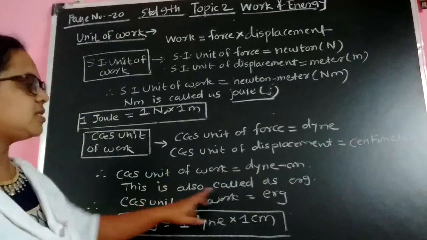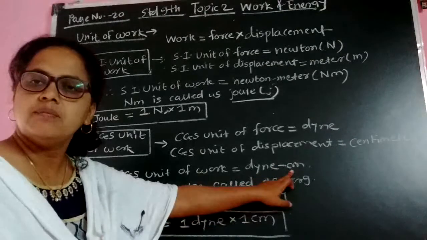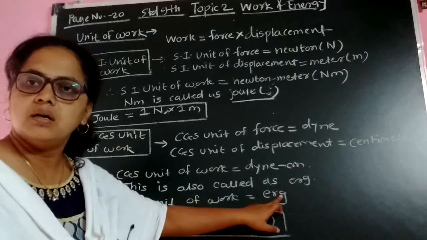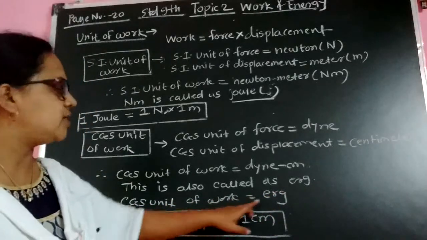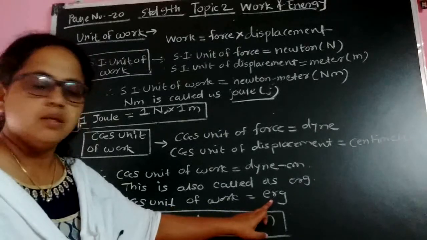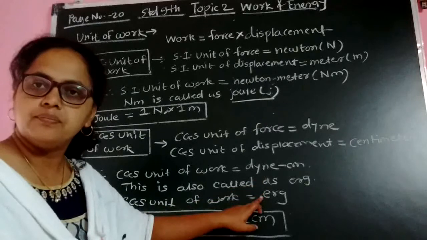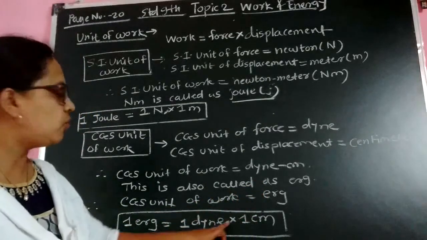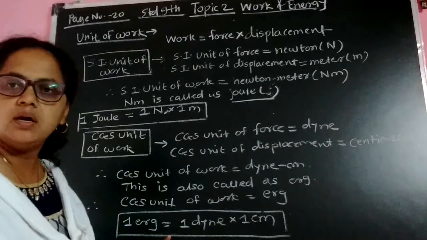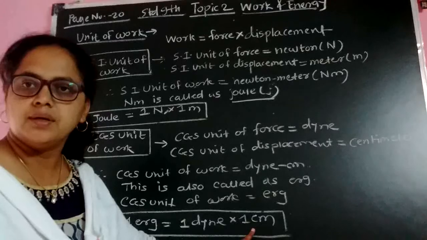This dyne centimeter is also called erg. So CGS unit of work is erg. This erg and dyne centimeter both are the same. Then 1 erg is equal to 1 dyne into 1 centimeter.